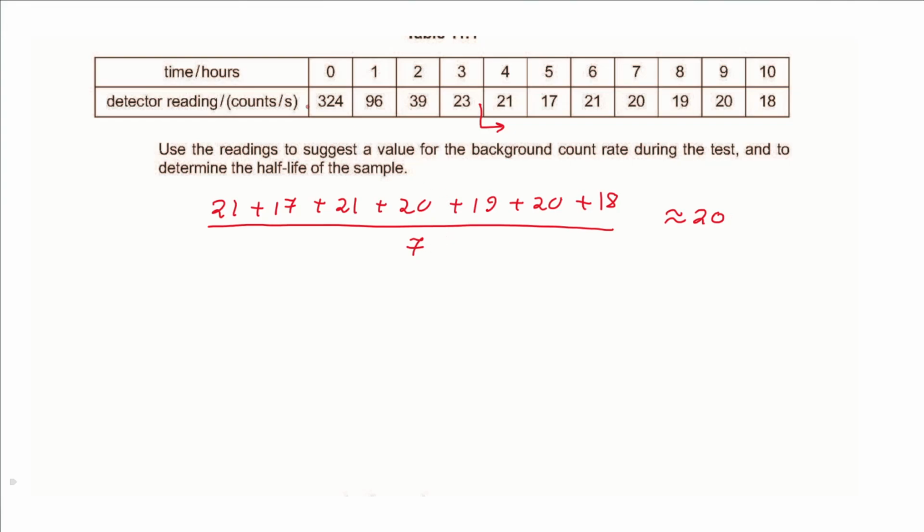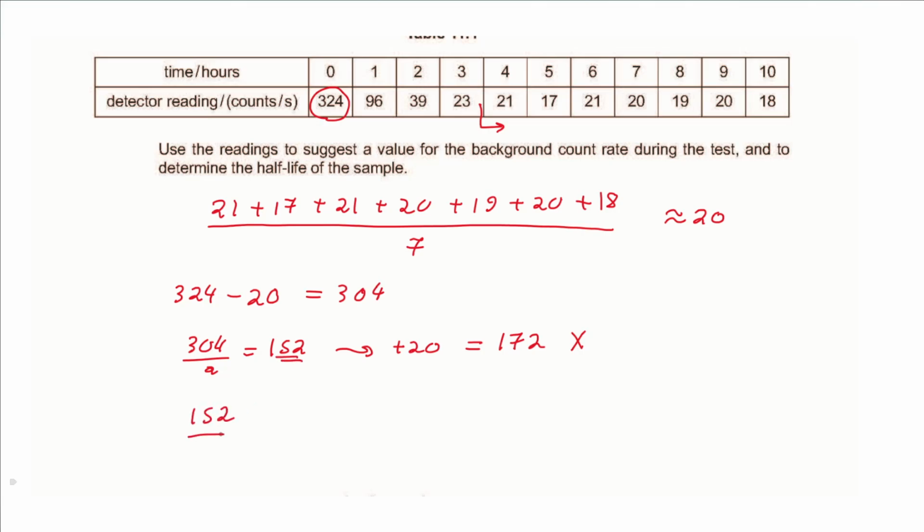Now to get the half-life, we take the first reading and subtract the background. 324 minus 20 gives us 304. If we divide that by 2 to get the activity after one half-life, 304 over 2 gives an answer of 152. If we add the background, plus 20, to get the reading on the table, that gives us 172, which is not in the table. So we go another half-life, 152, which is here, divided by 2 again. That gives us a value of 76.